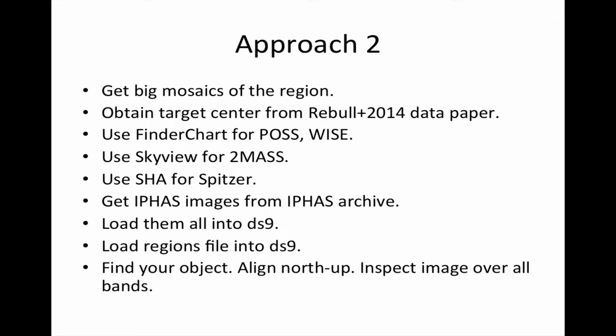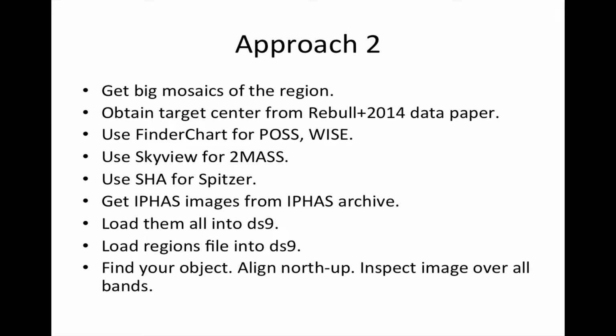For the second approach, you need to get big mosaics of the region. In order to do that, you need to get the target center out of the data paper. Use Finder Chart to get big images of the sky from POSS and WISE. You're going to need to use SkyView for 2MASS because the 2MASS mosaics are only stored in tiny tiles. Even if you're trying to use Finder Chart to get a big chunk of sky, you get a lot of empty no data regions, so you need to use SkyView to get 2MASS.